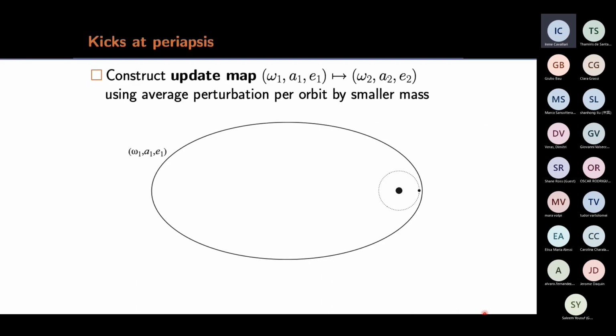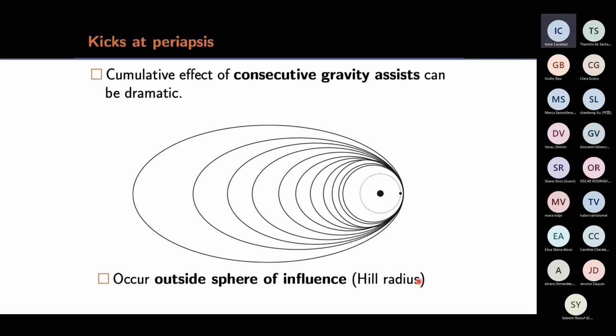But what we'd like to do is, from that kick function, construct an update map that takes us from one set of orbital elements to the next, using the average perturbation per orbit by the smaller mass, the secondary. And the cumulative effect of many gravity assists can be dramatic. Now, these aren't the usual gravity assists. This isn't a swing-by used by Cassini or the Voyager missions, because it happens outside the sphere of influence. We're not getting closer to the secondary than L1 or L2, but we're outside.